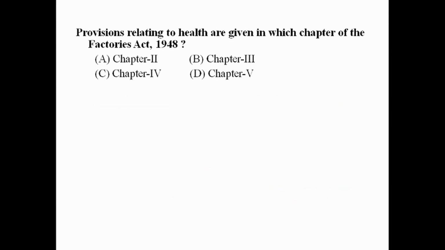Next question. Provisions relating to health are given in which chapter of the Factories Act 1948? Option A Chapter 2, option B Chapter 3, option C Chapter 4 and option D Chapter 5. The answer is option B, that is Chapter 3.